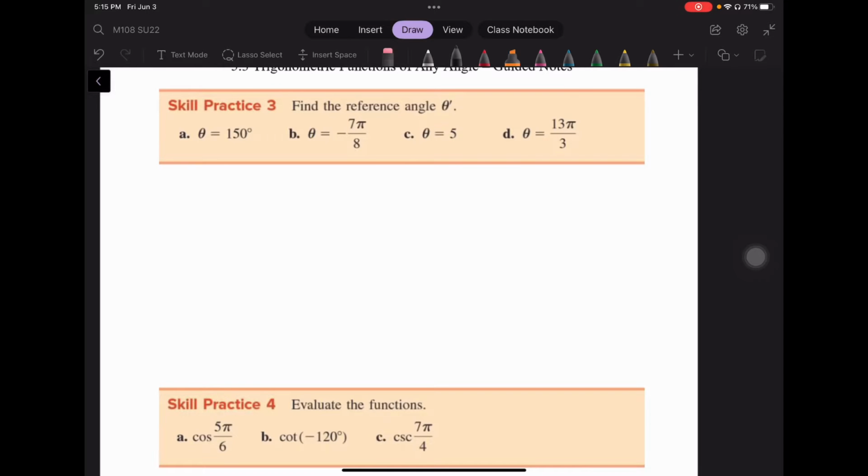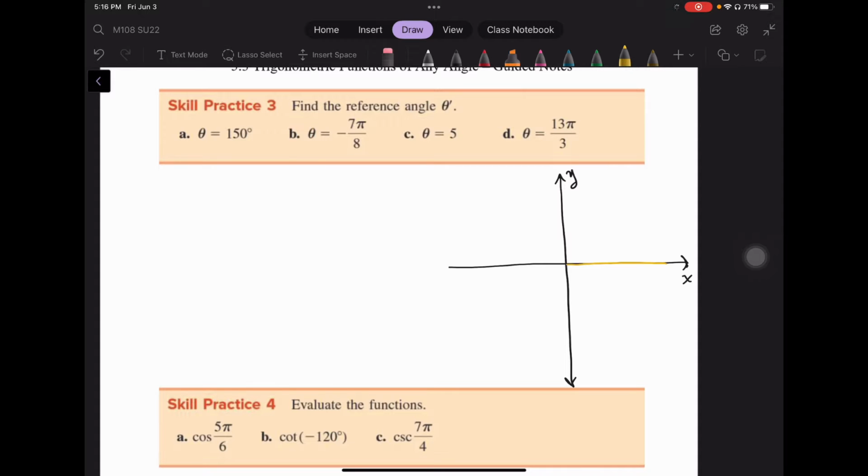Okay, we're finding reference angles. So I'm going to use one diagram for each of these. We need to know where these angles live in terms of radians and degrees. Remember that degrees are represented with a degree symbol and the radians are not. So 150 degrees, starting out at the x-axis.